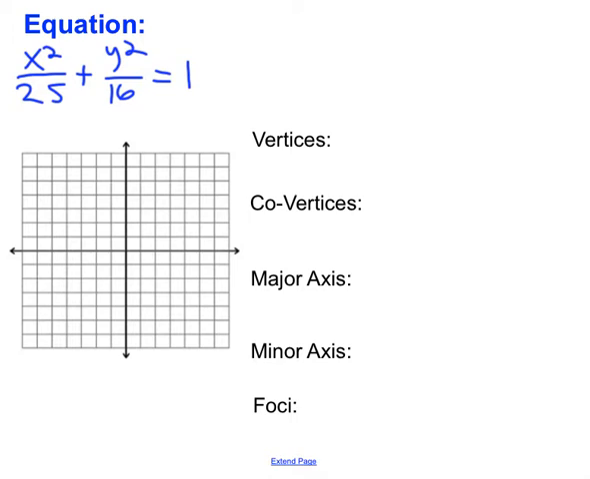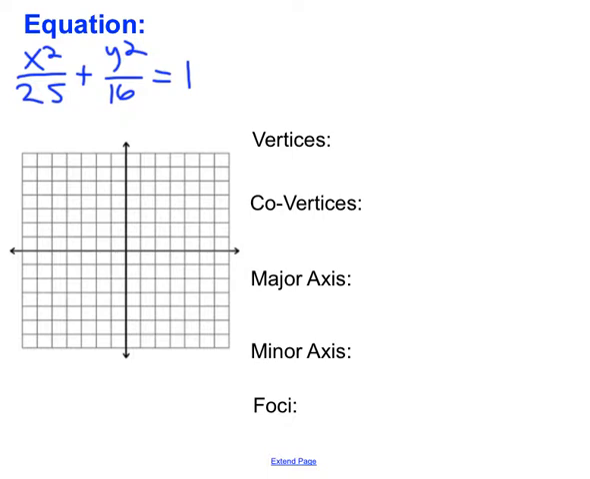All right, let's solve some ellipses. Here's an equation that we're given, x squared over 25 plus y squared over 16 equals 1. And you should have your notes handy so you can look at the different equations for each of the elements of an ellipse and how to find them.